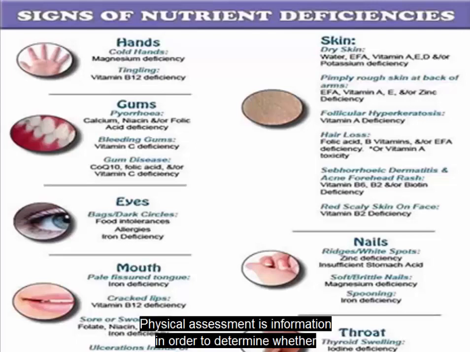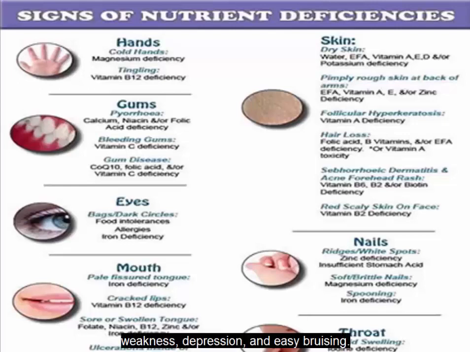Physical assessment provides information in order to determine whether or not someone might have a vitamin C deficiency. Vitamin C deficiency includes swollen, bleeding gums, delayed wound healing, weakness, depression, and easy bruising.